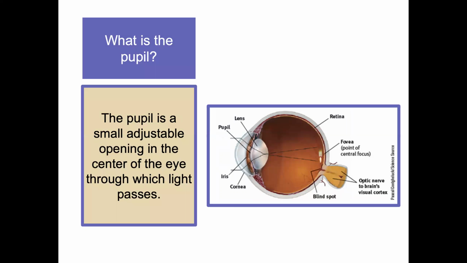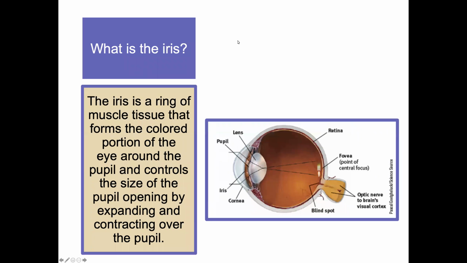But so what is the pupil again? The pupil is that small adjustable opening in the center of the eye through which the light is passing. How about the iris? Well, the iris is the ring of muscle tissue that forms the colored portion of the eye.